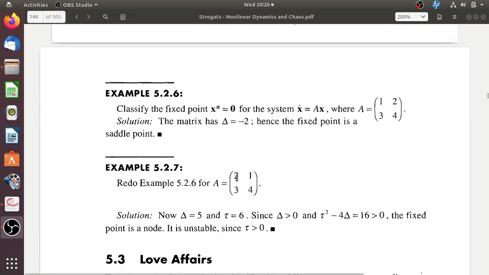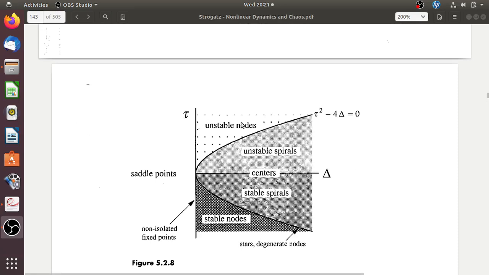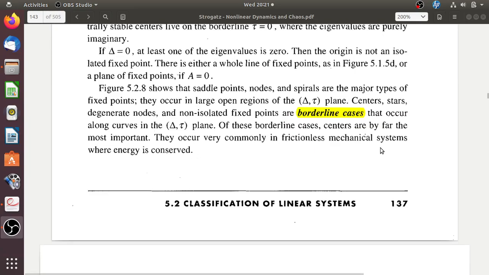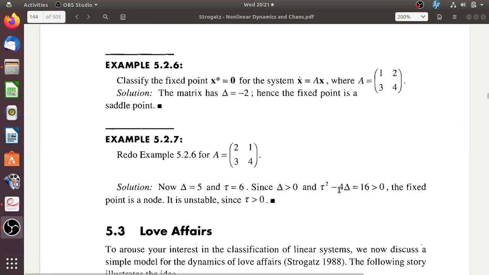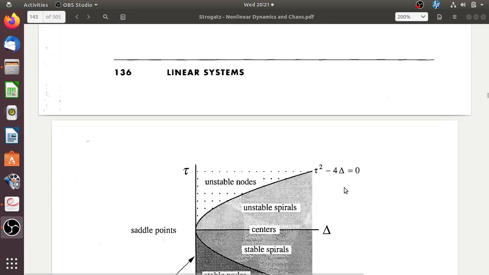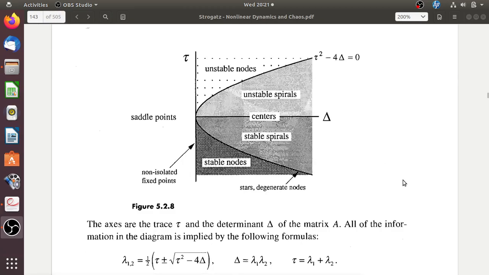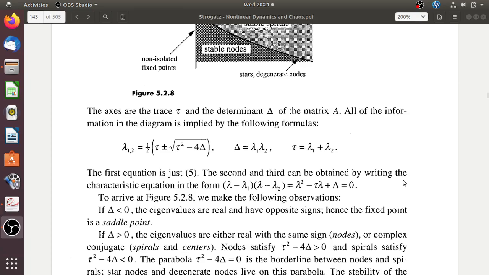For this case, the determinant is 5 and the trace is 6. Both are positive, so in this region it's going to be unstable, but we do not know whether it's an unstable node or an unstable spiral. So let's verify this as well. If we verify, tau squared minus 4 delta is 16, which is a positive number, so it falls under this region, so it's an unstable node. That's how we can identify what kind of fixed point we are dealing with.